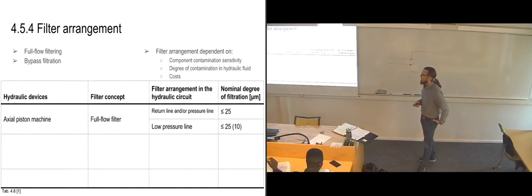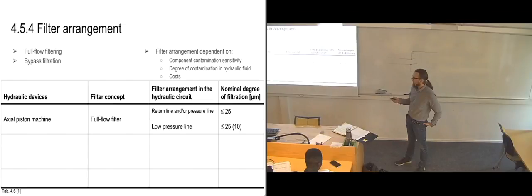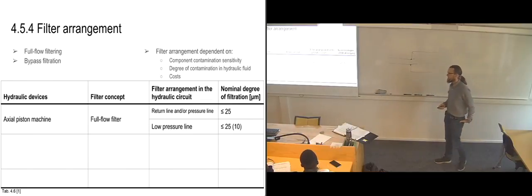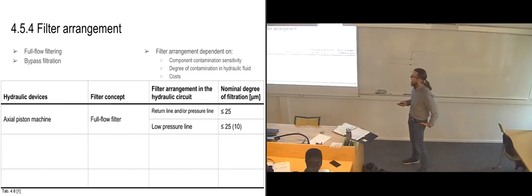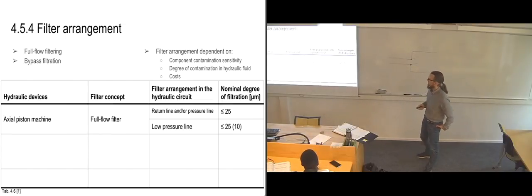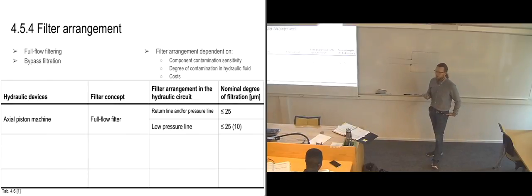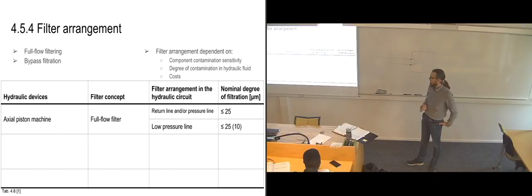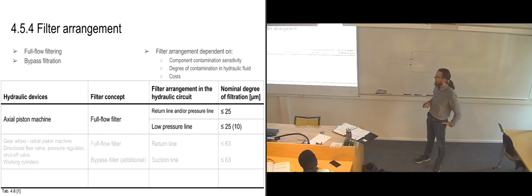So we're going to look a bit at different devices and filtering concepts for them. So axial piston machines, they have full flow filtering, and you can either place it on the return line or the pressure line. So either on the way back to the tank on the return, or right before the actual piston machine inside the pressure line. Or if you have a low pressure, you can place it just on the low pressure line. Depends a bit on the pressure you have in your system. And they can filtrate up to 25 micrometers. So they keep the contamination particles below 25 micrometers, basically.